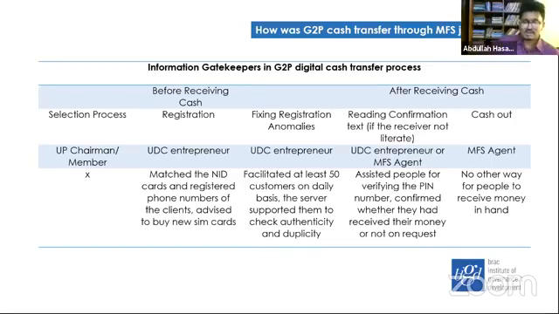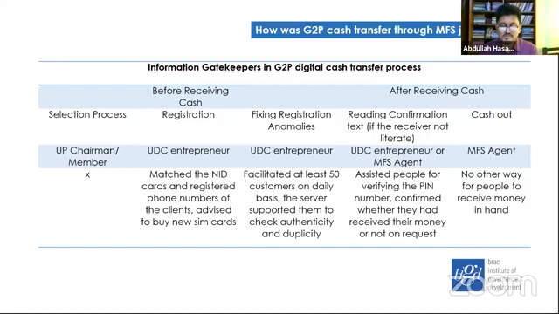After receiving cash, both the UDC entrepreneurs and MFS agents supported people to retrieve their money. Many of the cash receivers approached them after getting the text message regarding the cash transfer. The detailed instructions were in the text message, and the process involved verifying a PIN number. They tried to help them with necessary information. People do not usually understand the messages themselves.